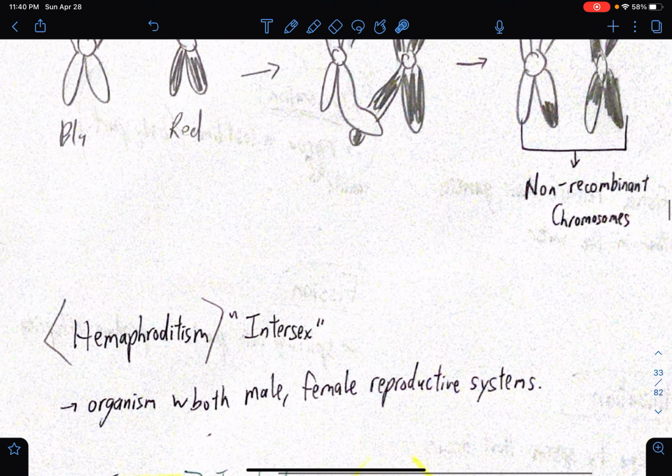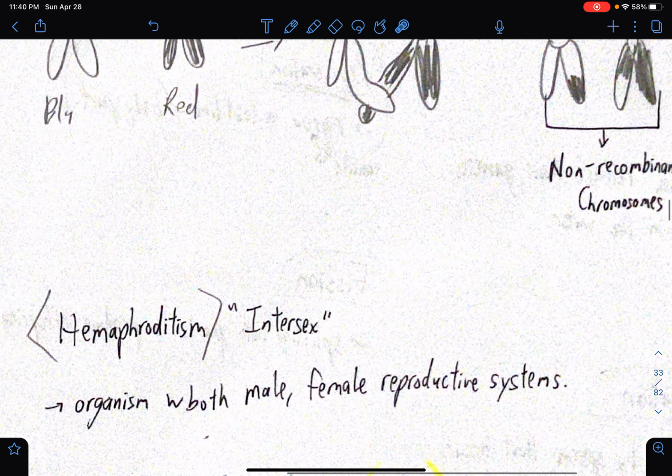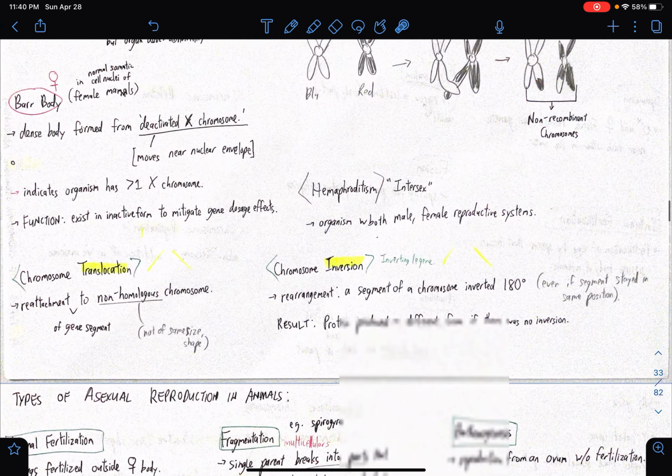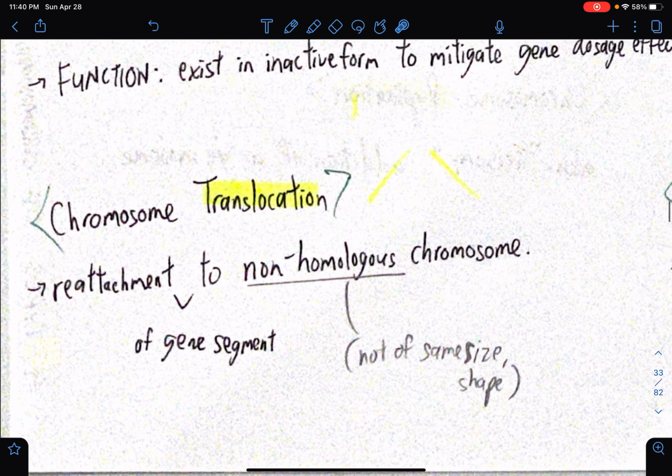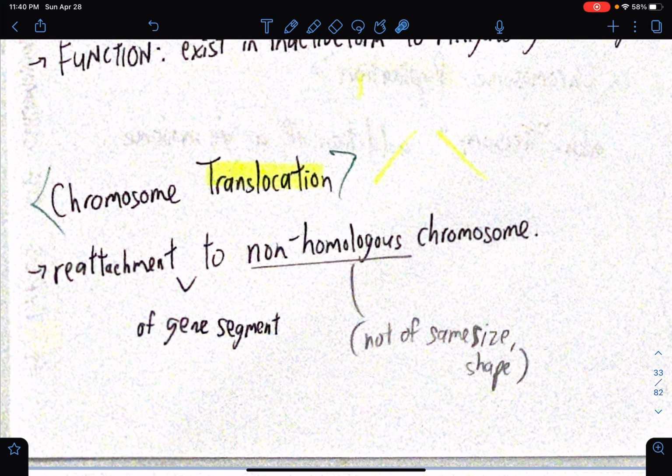What's hermaphroditism? In other words, intersex. So organism with both male and female reproductive systems. Okay. Next, we have chromosome translocation. Translocation, reattachment of a gene segment to a non-homologous chromosome. So non-homologous means not of the same size and shape.